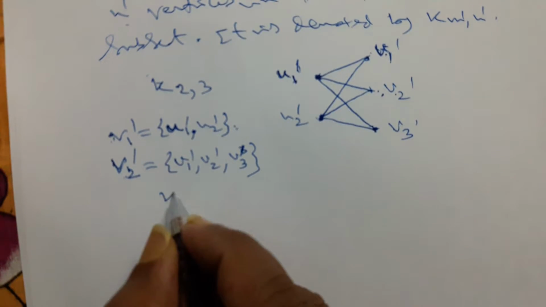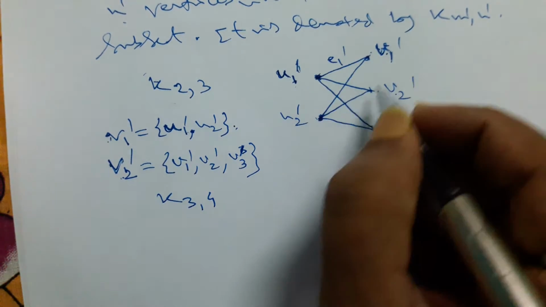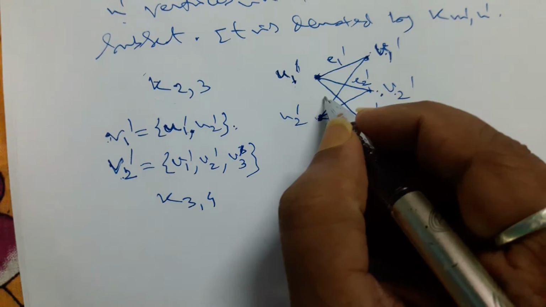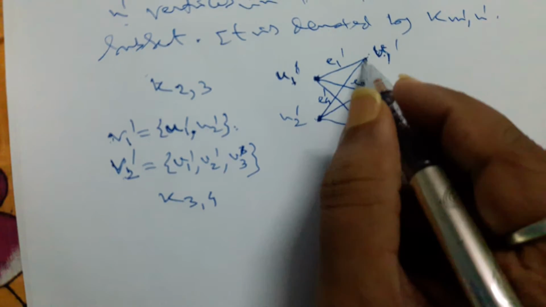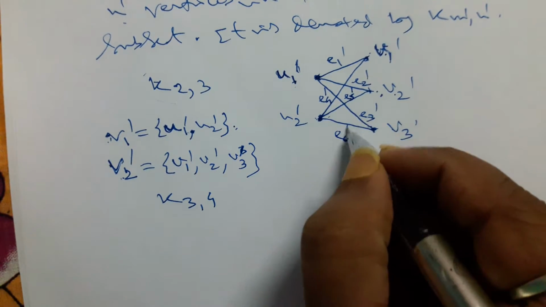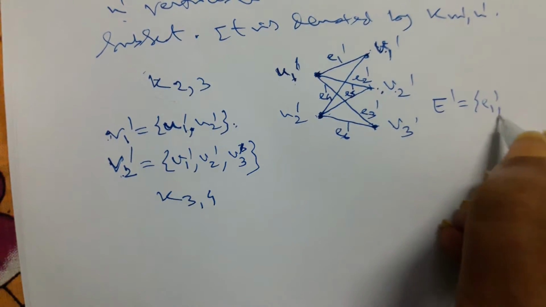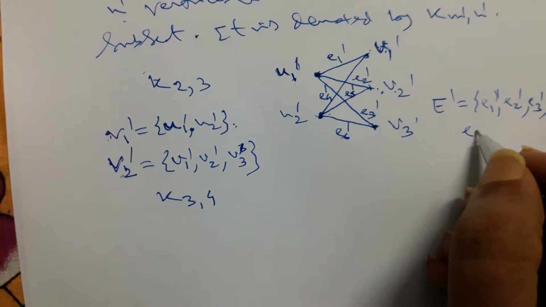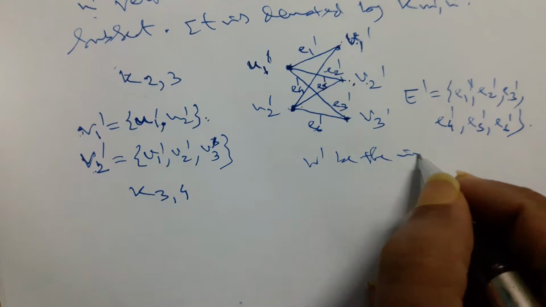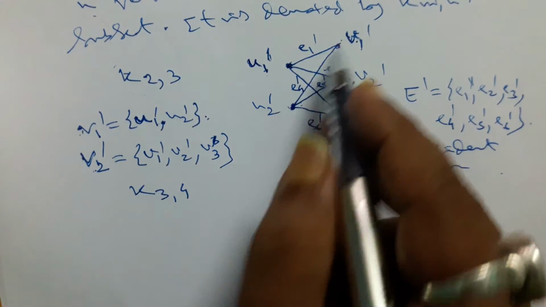Now if we consider another size, like K 3, 4, and consider the edges E1 dash, E2 dash, E3 dash, E4 dash, E5 dash, E6 dash, with omega dash as the incident function, then in this way the pairs of vertices are joined.